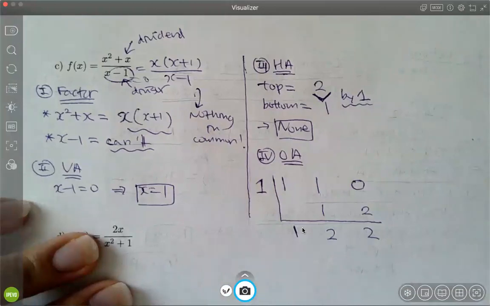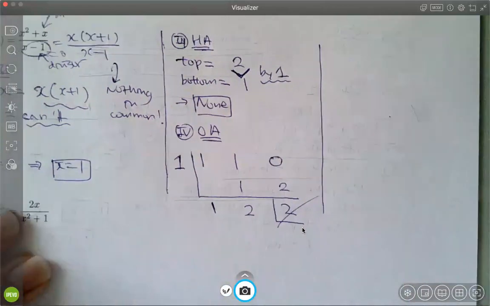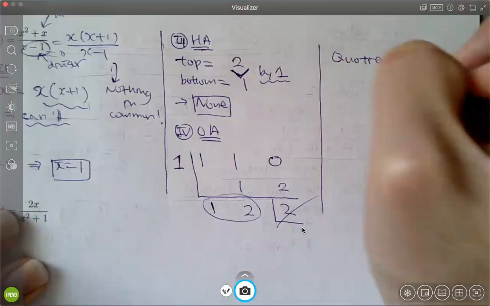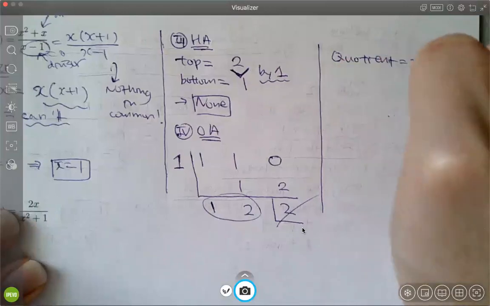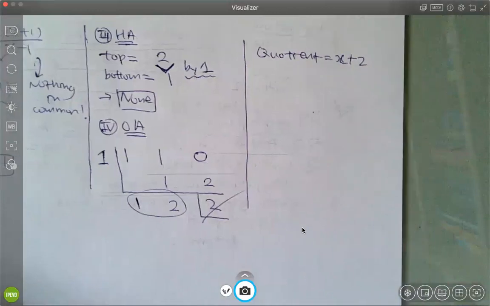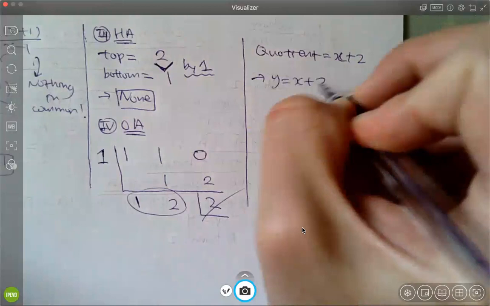Okay, so now apparently the last 2 is the remainder, which we don't even look at, right? So what's the quotient here? The quotient is x plus 2, right? So what's the answer? y is equal to x plus 2. That's the equation of the oblique asymptote.